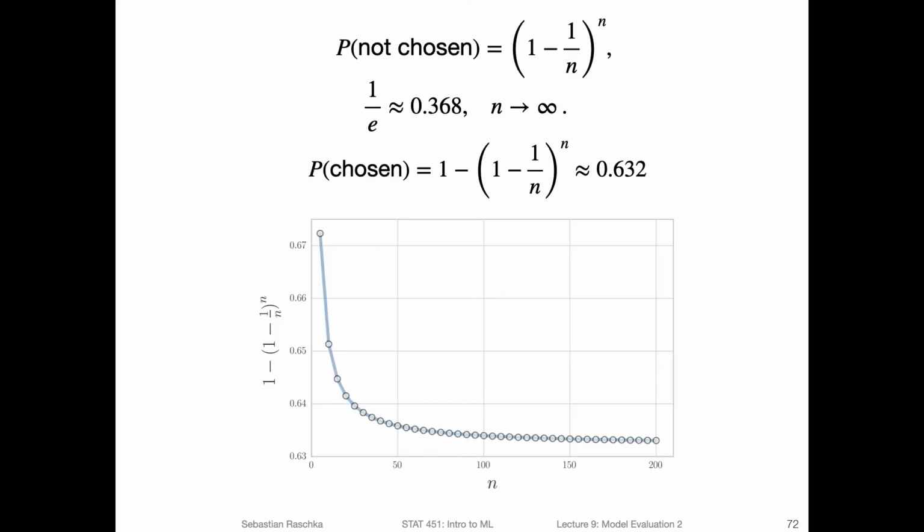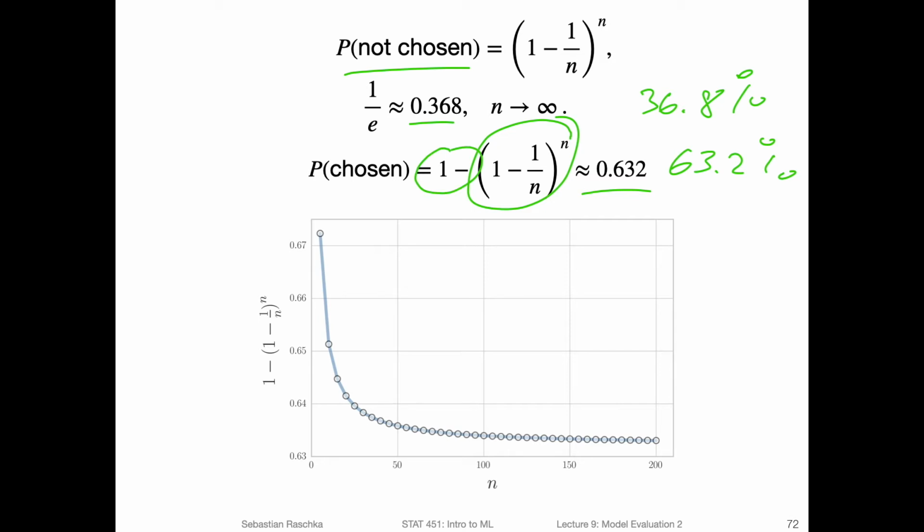So vice versa, if we have a 36.8% probability of not choosing a data point for the Bootstrap sample, that means consequently only 63.2% of the data points in the Bootstrap sample are unique. So this is the probability of not choosing an example, and 1 minus this is the probability of choosing an example for the Bootstrap set. So only 63% of the data points are unique, and that is where the pessimistic bias comes from.